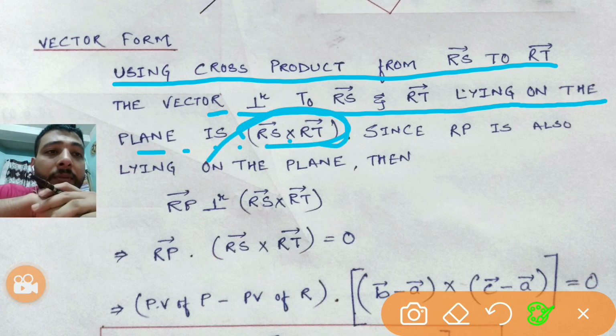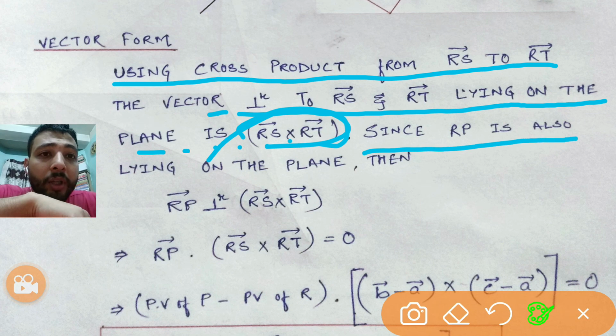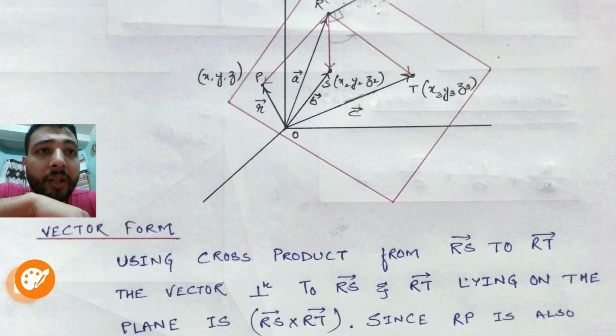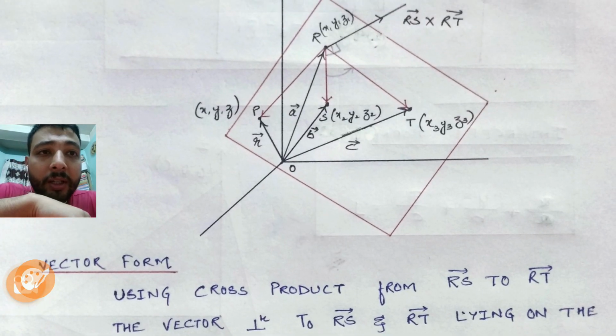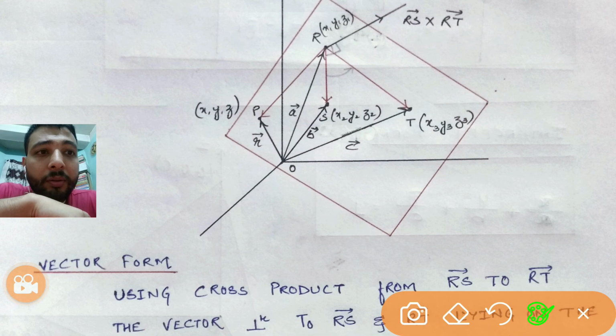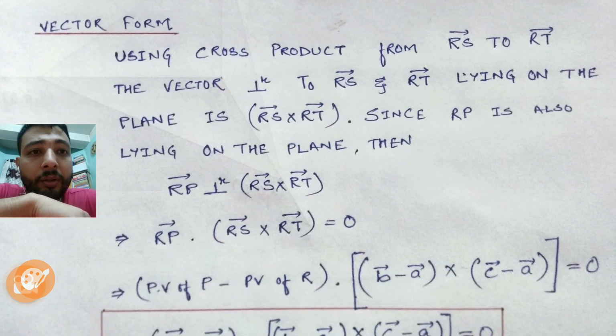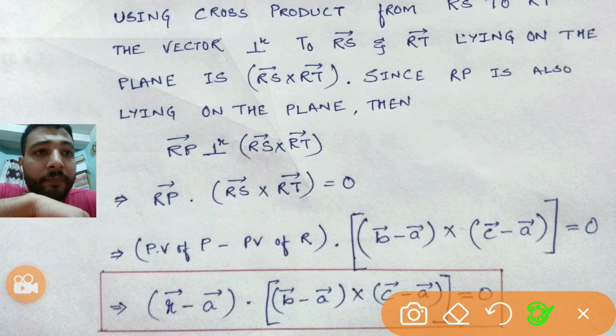Since RP is also lying on the plane, you can see clearly in this that RP is lying on the plane. It's the red color. So that means it will be perpendicular to the vector which we got. So RP is perpendicular to this, so their dot product should be 0.